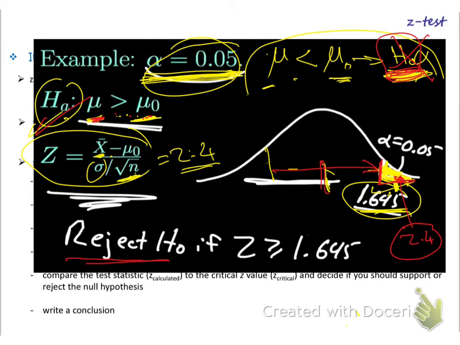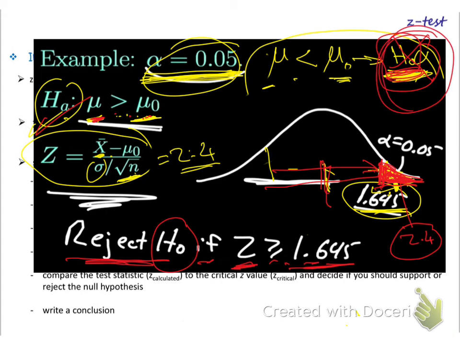So we reject H naught, the hypothesis which we have for H naught, if Z is greater than or equal to 1.64, because this is the rejection area. If it falls here, greater than 1.64, I have to reject the original one, the null hypothesis, and accept the alternative one. Okay, I hope this is clear. We'll take another example the other way, on the left side.